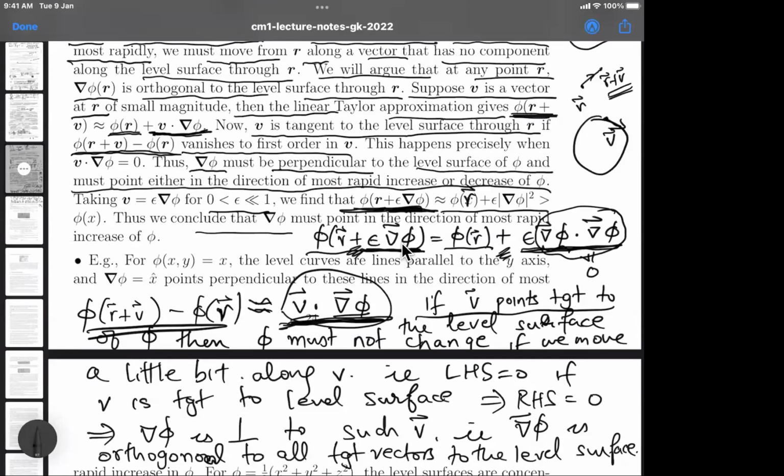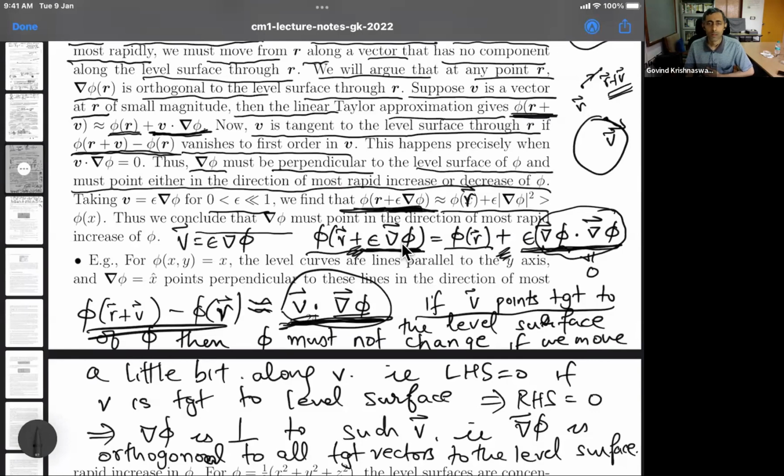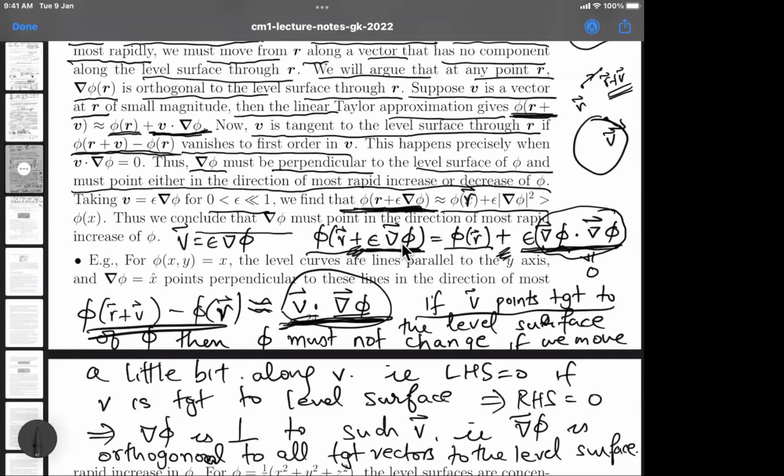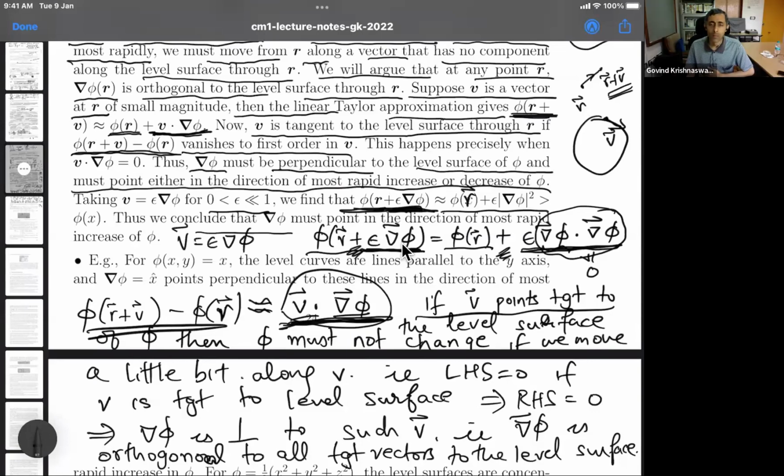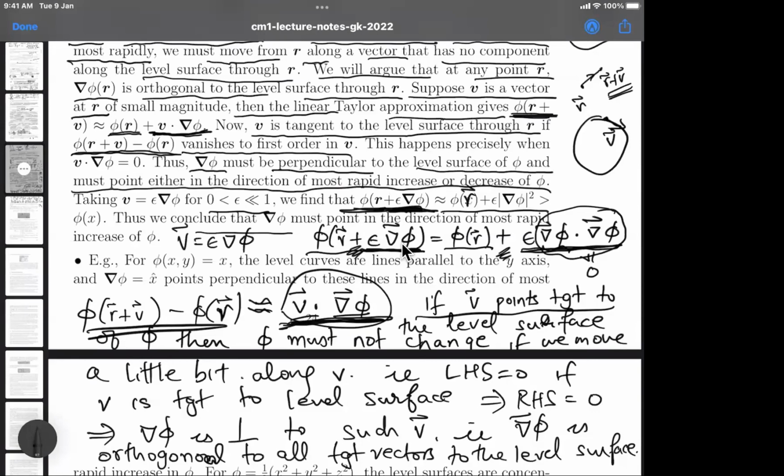Now you were taking V equal to epsilon nabla phi, but that means that V and nabla phi are in the same direction. Yes. And you have shown that phi of R plus V is greater than phi of R. Exactly. See, this V is not the same as the old V. That old V was tangent to the level surface.